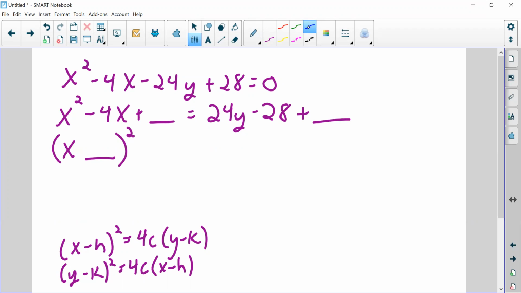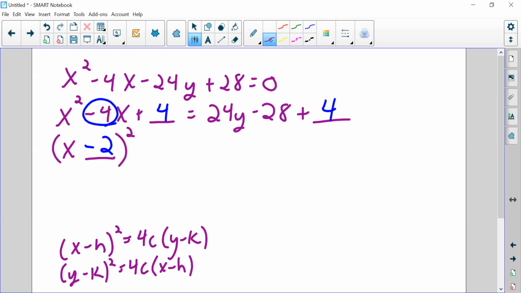It would be -2. You take your b term and divide that in 2. So it's always that x term, that b term divided by 2. So -4 divided by 2 gives me a -2. And then I take that answer, that blank, and I square it, and that gives me this blank up here. What's -2 squared? 4. So 4 goes here, 4 goes here. That's how we're going to do the completing the square.